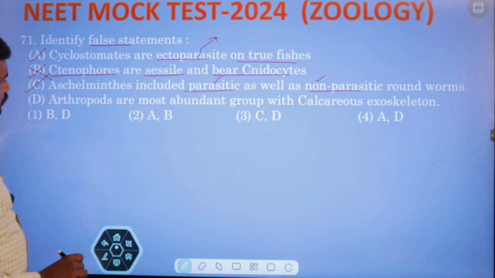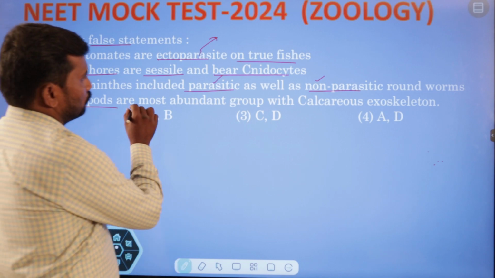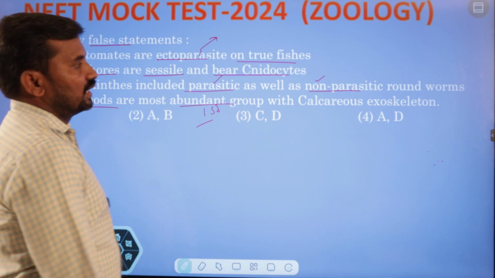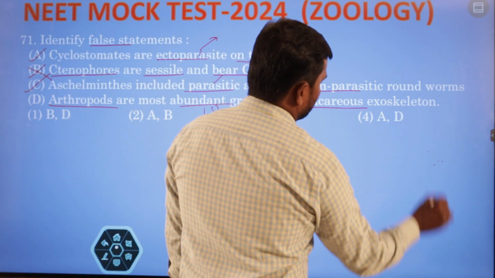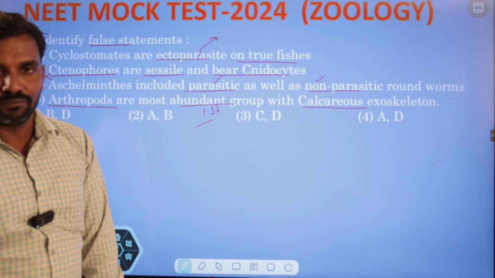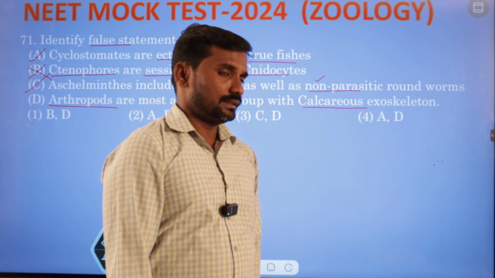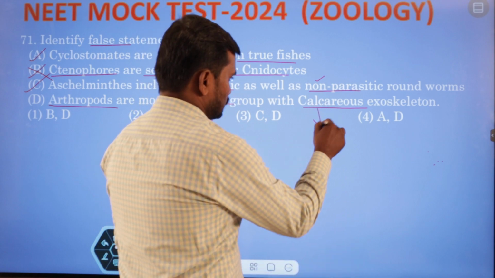When we come to the fourth statement, the arthropods, the first largest phylum in kingdom Animalia, are the most abundant group, with calcareous exoskeletons. Basically, arthropods contain chitinous exoskeletons. It is not a calcareous exoskeleton. So the correct answer is chitinous.